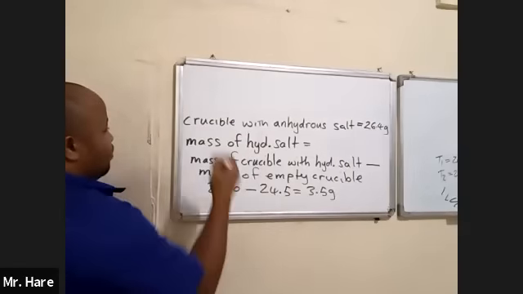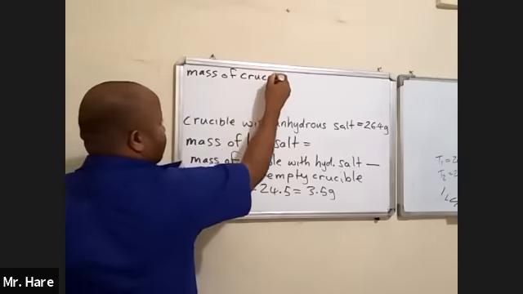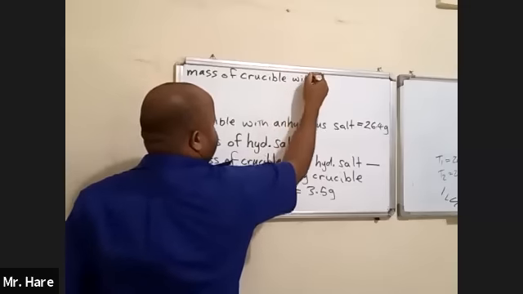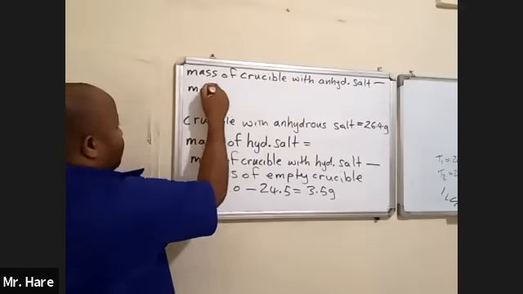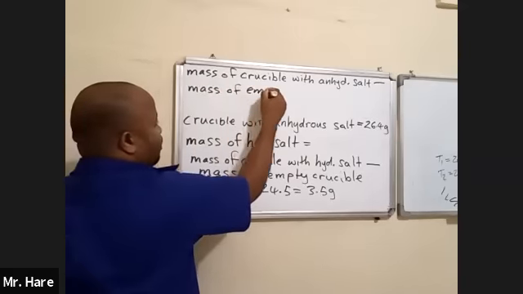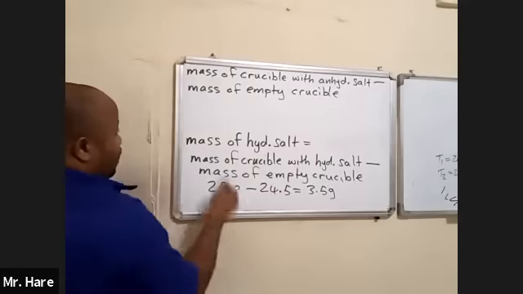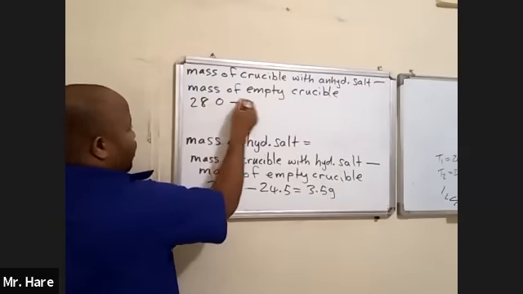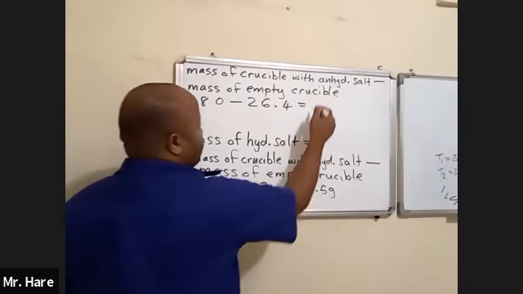So it's the same thing now. It's the mass of the crucible with the anhydrous salt minus the mass of the empty crucible. And that would be 28 minus 26.4. And that should be 1.6 grams.